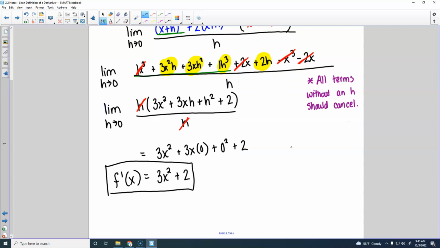Okay, questions? And so if you plugged in 1 into this, it gives you the slope of the tangent line at 1. If you plug in 0, it gives you the slope of the tangent line at 0. If you plug in 52, it gives you the slope of the tangent line at 52.